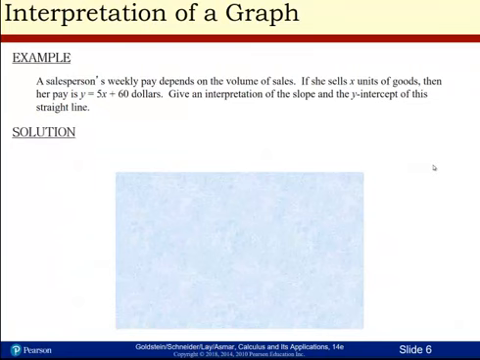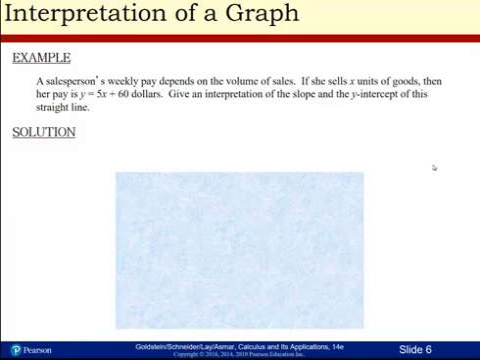I need to figure out what x and y are anytime I'm looking at a word problem such as this. And we're going to be looking at quite a few word problems. This is an applied calculus class. So we have x units of goods. So x is the number of goods. And the pay is y equals 5 times the number of goods plus $60. So this is what her weekly pay depends on.